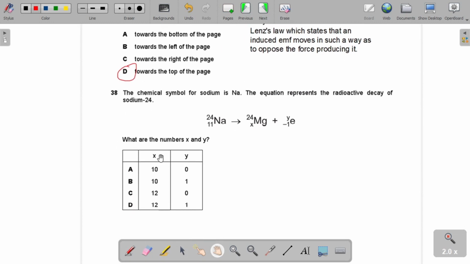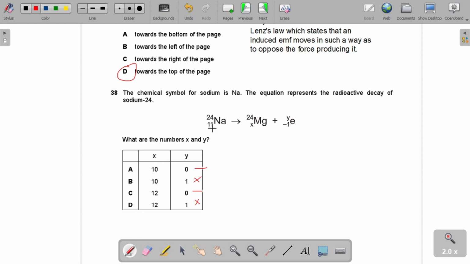Number 38. The chemical symbol of sodium is Na. The equation represents the beta decay of sodium-24. What are the numbers x and y? This is very simple. When balancing an equation, this side must be equal to this side. If this is 24, this is 24. So that means y will be 0. So this is wrong, and this is wrong.